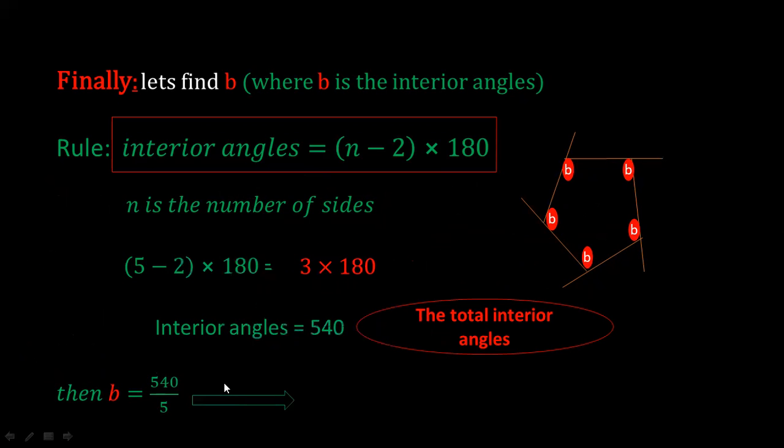Then we get our answer: B equals 108 degrees. This B equals 108, and this B equals 108, and this equals 108, and the others also equal 108. From this, we have calculated the exterior angles and the interior angles using their formulas, and they are the easiest lessons.